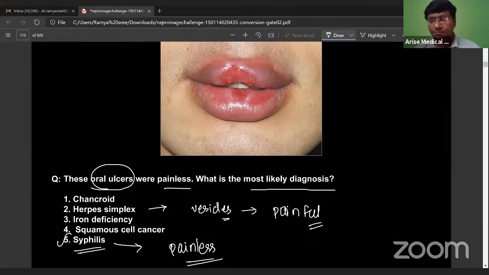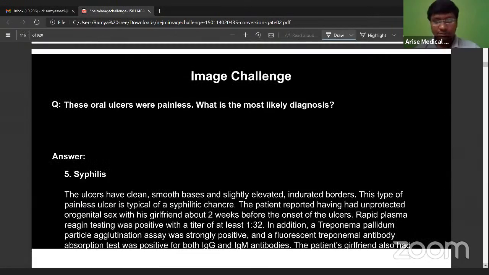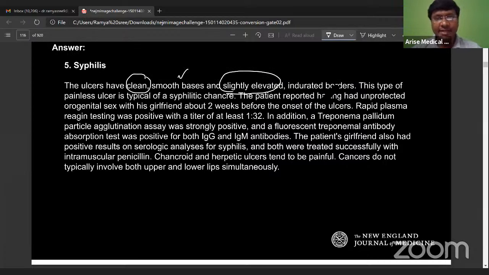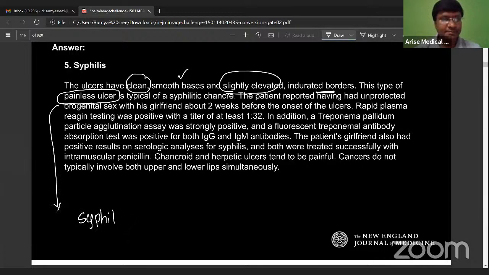Okay. Right. So the ulcer has a clean, smooth base, slightly elevated, and indurated borders. So the presence of this painless ulcer is typical of syphilitic chancre. Right? Syphilitic chancre.